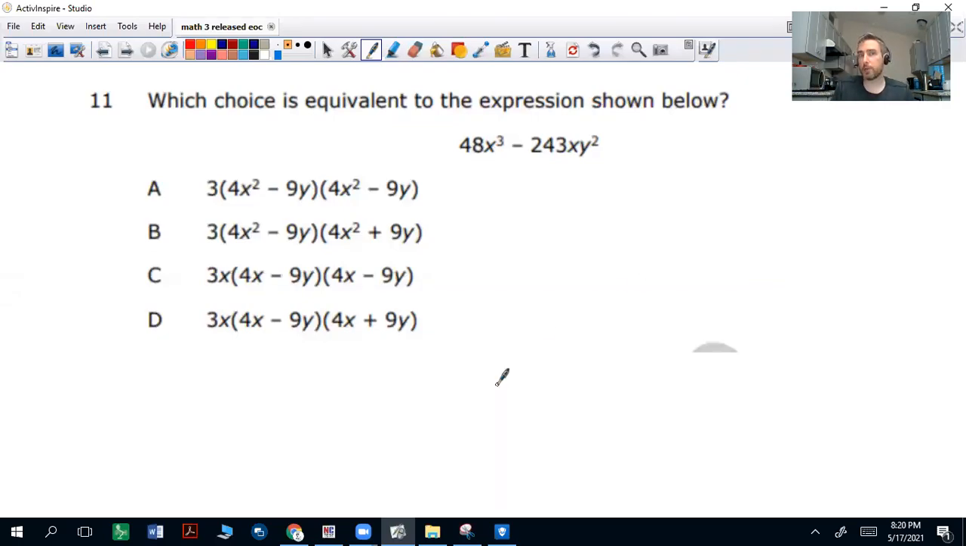Oh, we got two variables. How are we going to graph this? Well, guys, you can't. You have to actually factor this one. I know, I've been trying to give you shortcuts too. I get it. Sometimes you got to do the work.